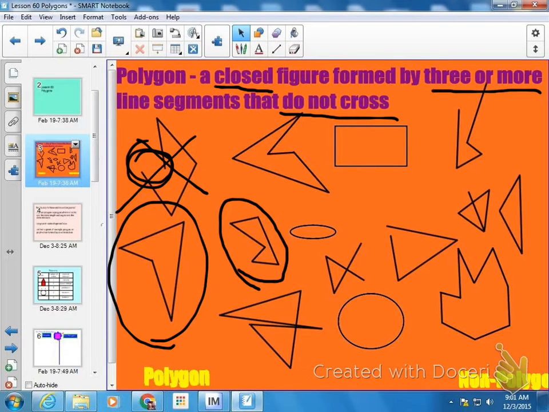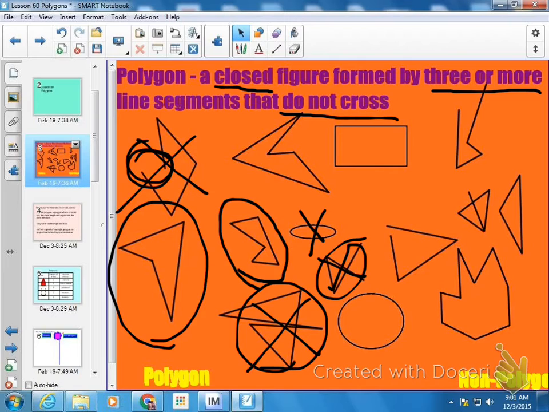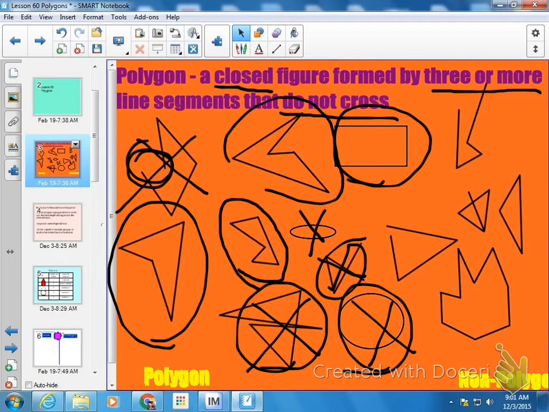Now this oval is not a polygon because it has to have 3 or more line segments. This is not a polygon because the lines cross. This too is not a polygon because the lines cross. This is not a polygon because it does not have 3 or more line segments. Now this is a polygon. This is a polygon.